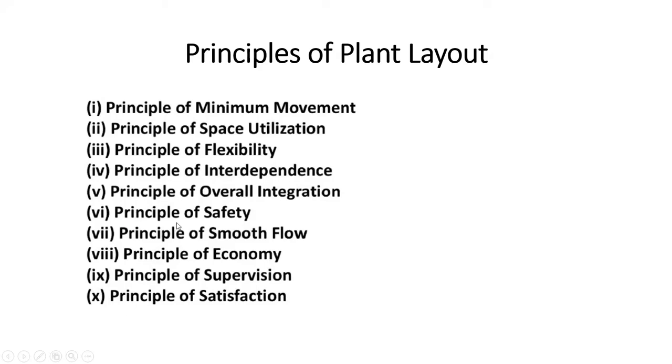Then the principle of interdependence. The things in the plant layout are dependent on each other, so one activity should not be affected by another. If any discrepancy happens in one, the things should be planned for. The layout of the plant should be planned effectively. Then effective overall integration: a proper integration between all the factors should be there. Safety should be there. Then smooth flow.